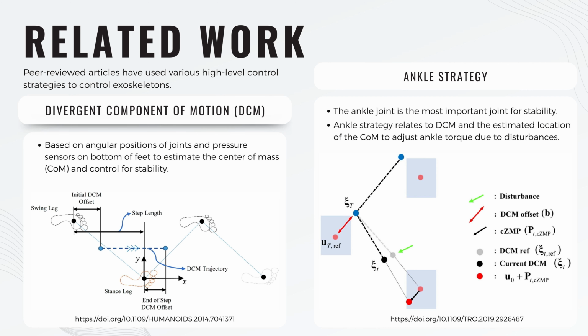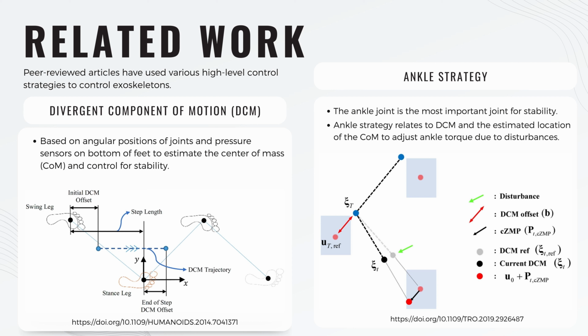One strategy that has been used is divergent component of motion. This strategy is based on angular positions of the joints and pressure sensors at the bottom of the feet to estimate the center of mass and control for stability. In the case of walking, divergent component of motion, known as DCM, offsets the center of mass slightly in front of the feet such that the user has a forward momentum while walking.